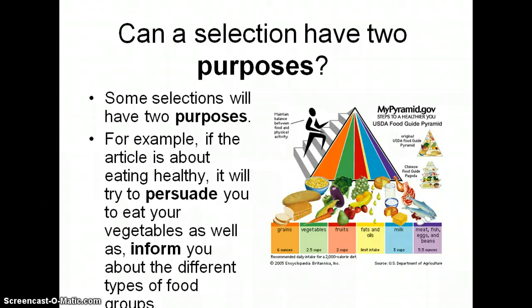Can a selection have two purposes? Some selections will have two purposes. For example, if the article is about eating healthy, it will try to persuade you to eat your vegetables as well as inform you about the different types of food groups.